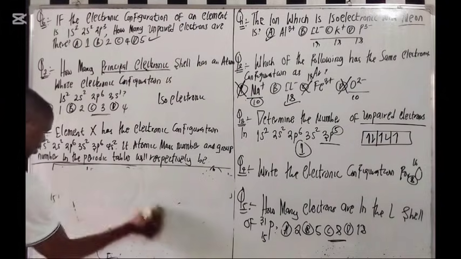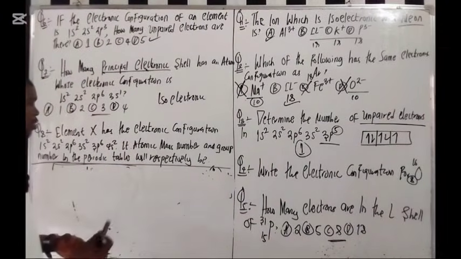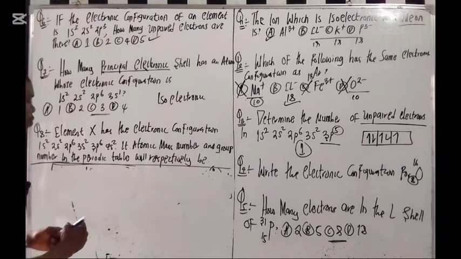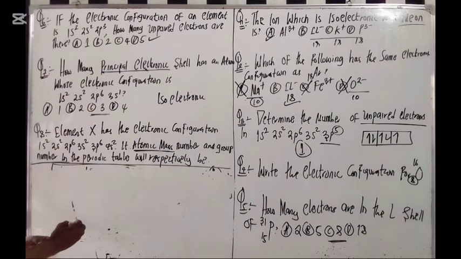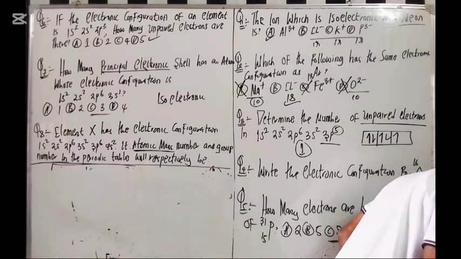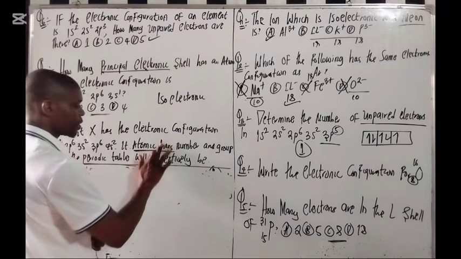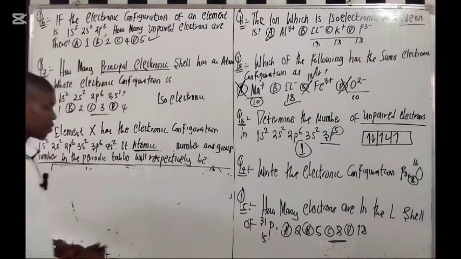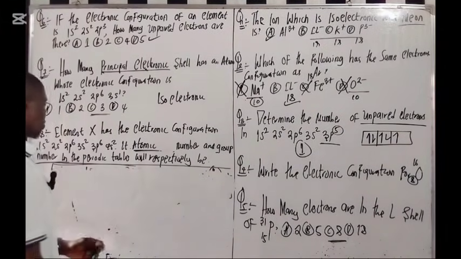When you have a question like this, and I ask you what is the atomic number, it should not be atomic mass. It should be atomic number, not atomic mass. Probably I made a mistake. Atomic number, right? So what is the atomic number here?